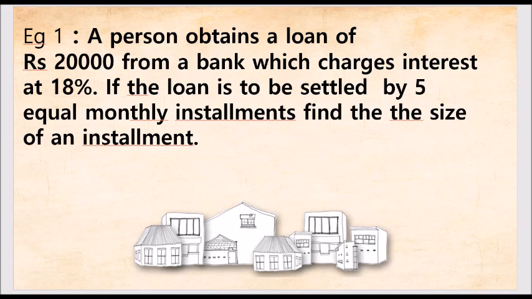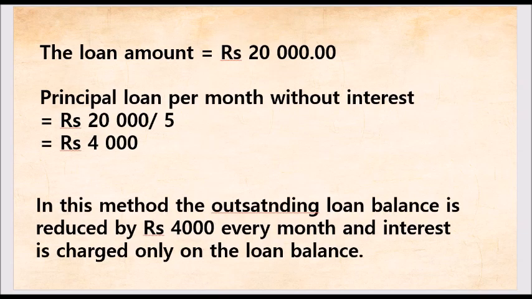Right, children, let's move to the calculation. Look at the screen. The loan amount is 20,000 rupees. We call that the principal. Principal loan per month without interest. You have to calculate the monthly loan first. So you divide that by the number of months. There are 5 months, so you divide that loan amount 20,000 rupees by 5. Answer is 4,000 rupees. Okay.